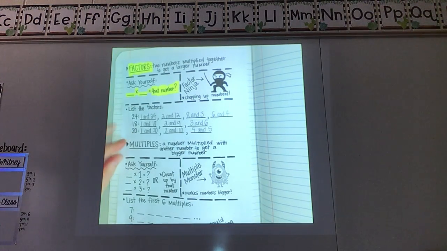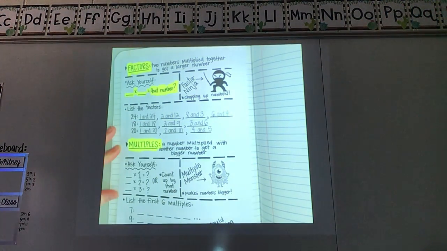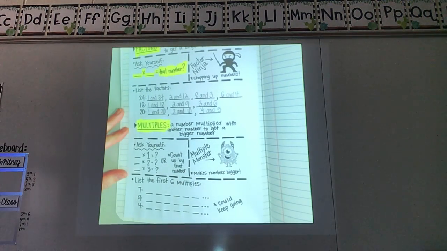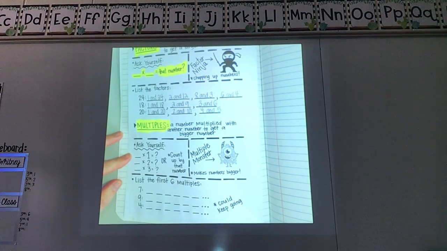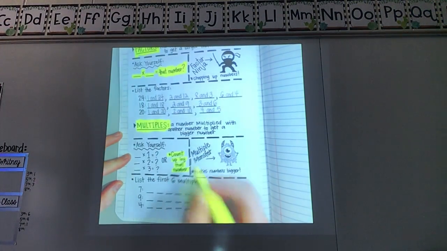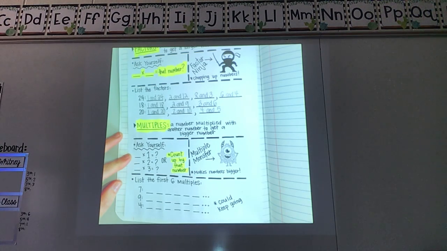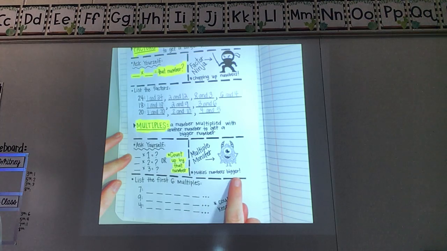Now let's review multiples. When we are working with multiples, we're taking a number and multiplying it to get bigger numbers. Or the easiest way to remember multiples is that we're just counting up by that number. So if we are trying to find the multiples of 3, we are just counting by threes. 3, 6, 9, 12, and so on. We would just keep going. If you remember back in fourth grade, we talked about Multiple Monster, here he is, makes numbers bigger. So when we are talking about multiples, we're going to get bigger numbers as we go.